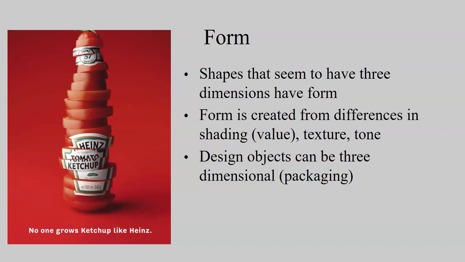The next element is form. So shapes that seem to have 3 dimensions have form. So we're almost talking 3D here. Form, you could see it in this example on the ketchup bottle. They used actual tomatoes to create the image so that it looks like it's 3D.